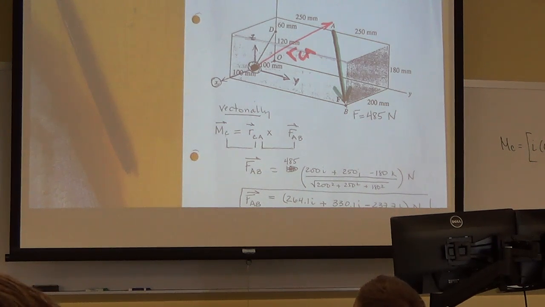So if it's positive, that's how it has to go. That's a positive spin about x. So now, the force going from A to B is trying to create a spin about x. Would it create a positive or a negative spin?